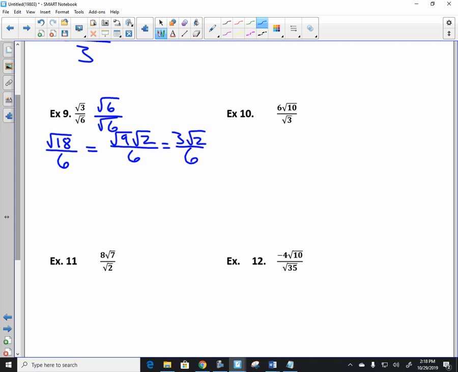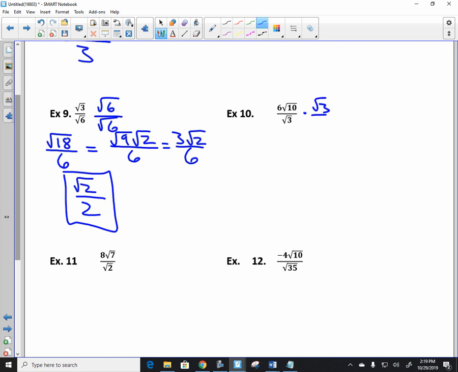Am I done? 3 over 6 is 1 half, so root of 2 over 2. Or we'll do 3 more. And trust me, the third one, I don't think most people see how this is going to work out. And we'll save you some time.